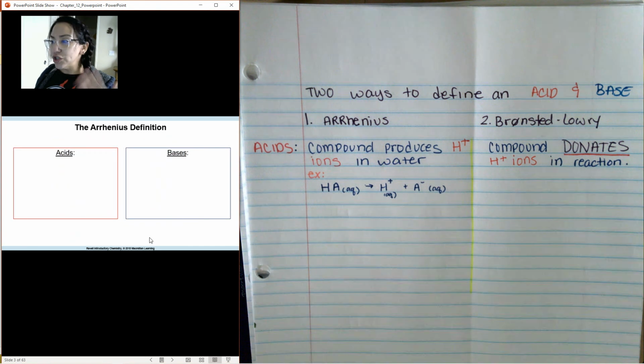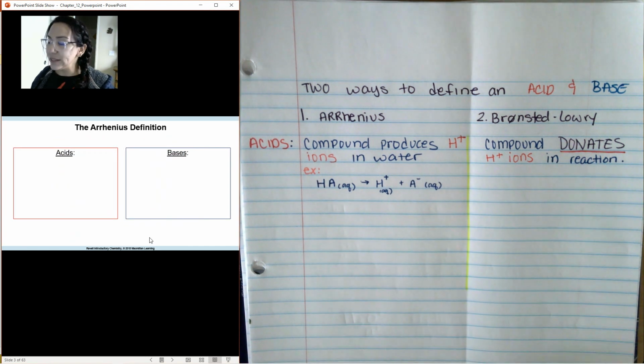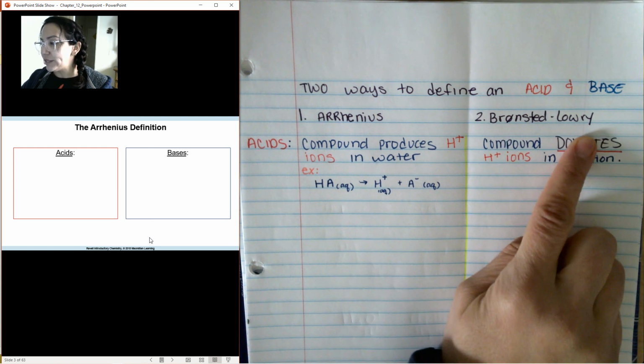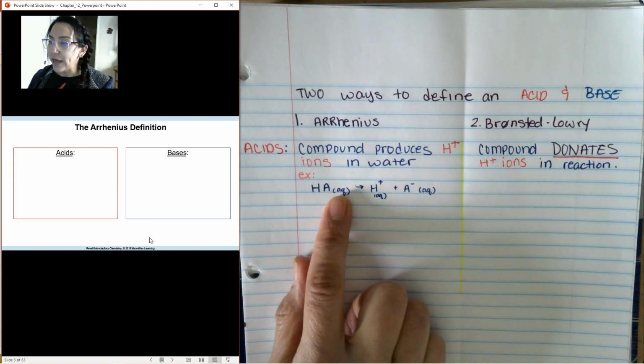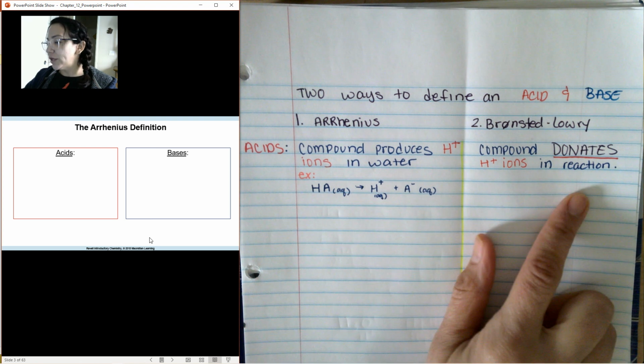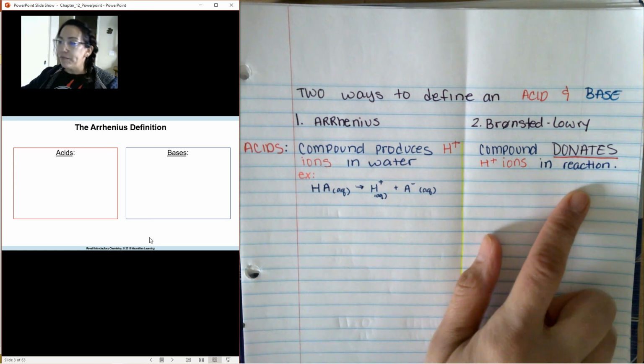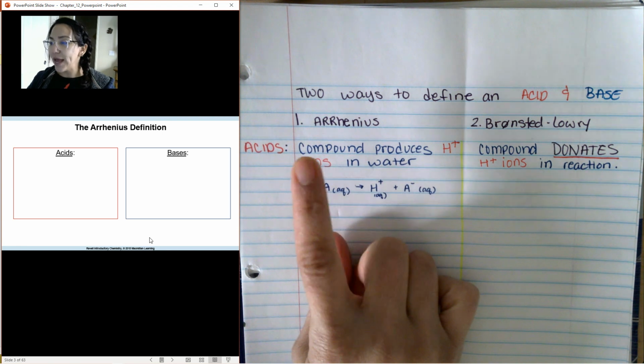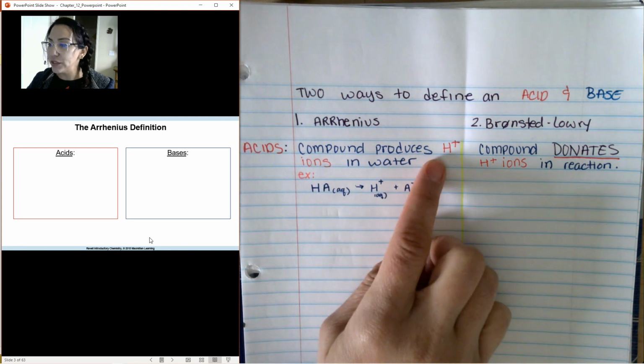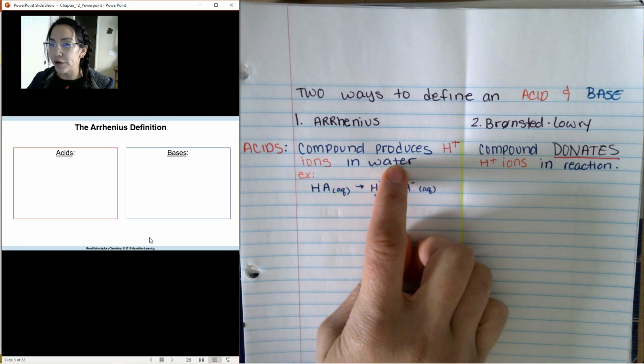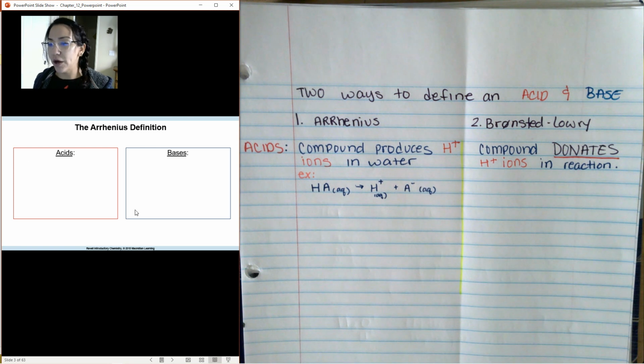All right. So there are two ways to define an acid and a base. There is the Arrhenius definition and there's the Bronsted-Lowry definition. We're going to look first at the Arrhenius definition and then we'll look at the Bronsted-Lowry. For Arrhenius, acids are compounds that produce hydrogen ions in water. So they're producing the hydrogen ion in the water.